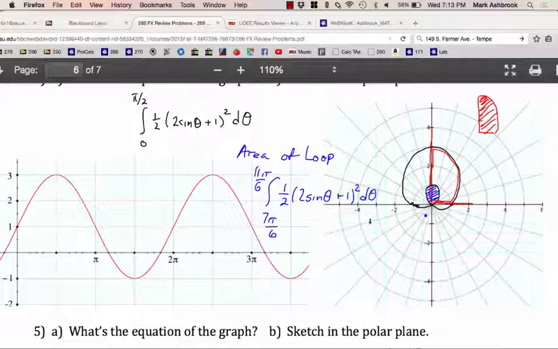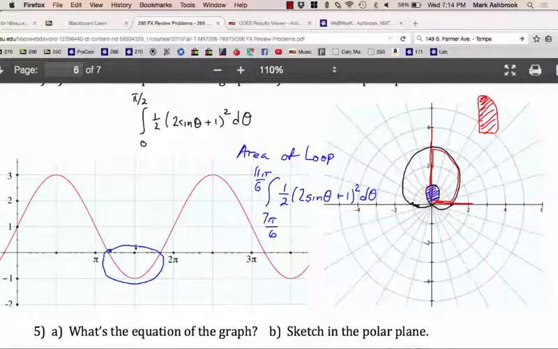And look, we don't have to worry about it being negative or positive. Why? Because r gets squared, right? So we don't have to worry about signs. That r is always negative in that loop, right? The loop is this part of the graph right here. We don't have to worry about it because the formula for the area squares it.